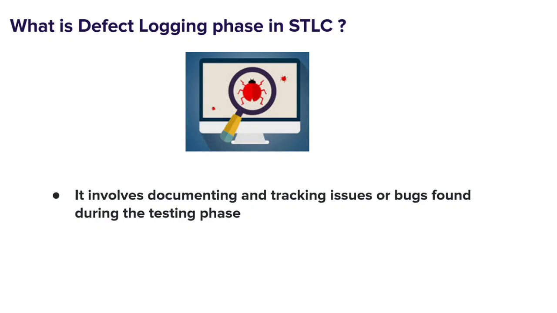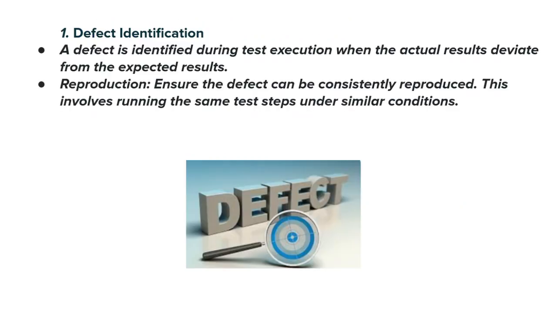As the name suggests, defect logging means we have to report the defect. What is the main purpose of test execution? Executing the test cases and identifying the issues. Whatever issues are identified, we should report those issues. So the defect logging phase involves documenting and tracking issues or bugs found during the testing phase. Whenever we find bugs and issues during the test execution, we should log those defects. The most important part is identifying the defect.